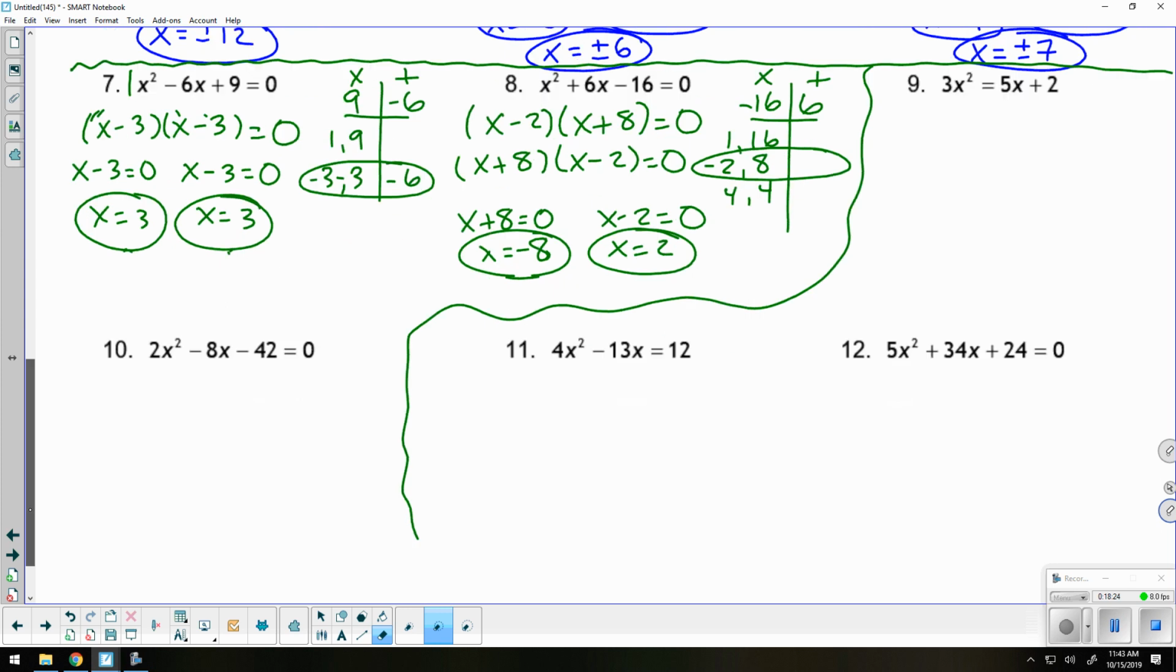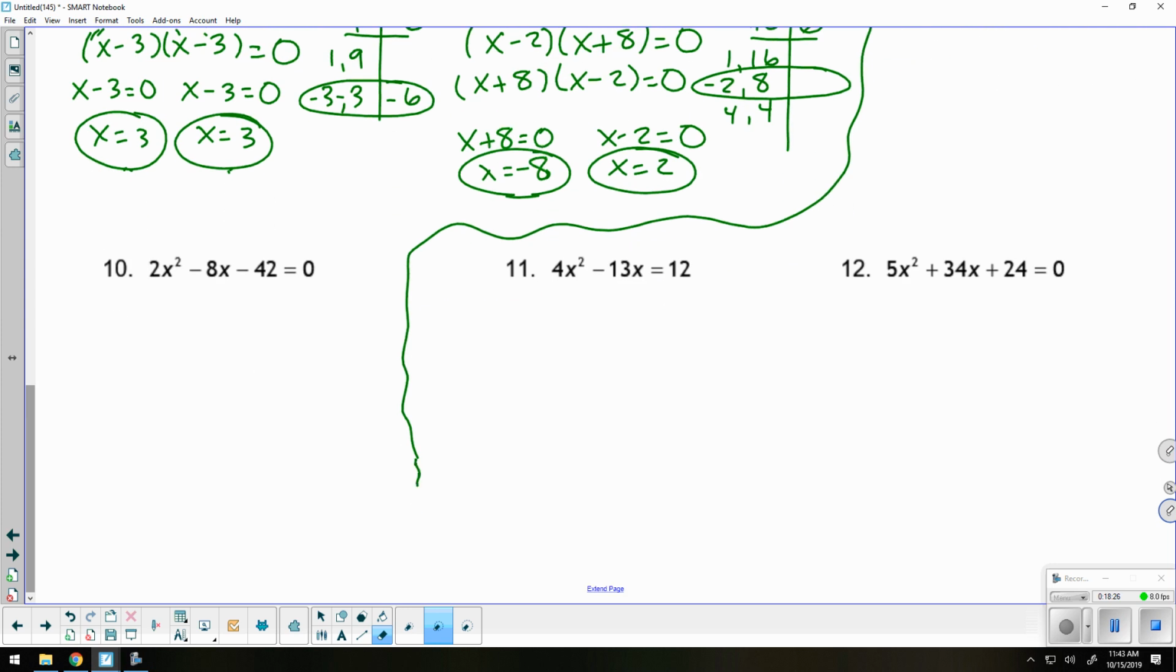So for this last one, first thing, make sure it's equal to 0. It already is. Next step, once again, this whole equation is reducible by 2. You could take out a GCF of 2 in all three of these. So if I take out a 2, dividing each one by 2, I'm going to have 1x squared minus 4x minus 21 equals 0.